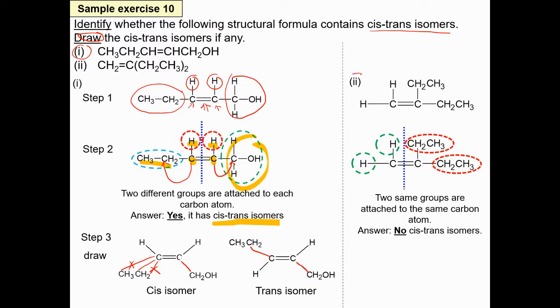Now how about Roman 2? Is there any cis-trans? No, because there are 2 same groups attached to the same carbon. Here we have 2 different groups, but remember there must be at least 1 same group. So this is the rule for double bond cis-trans.